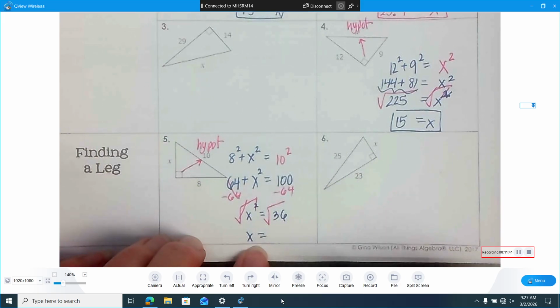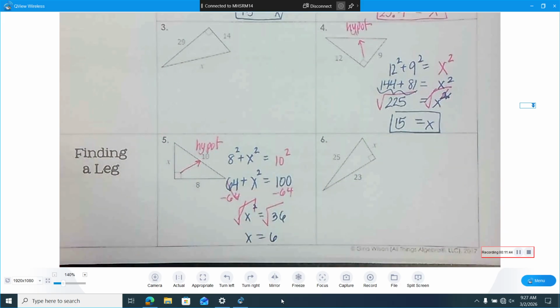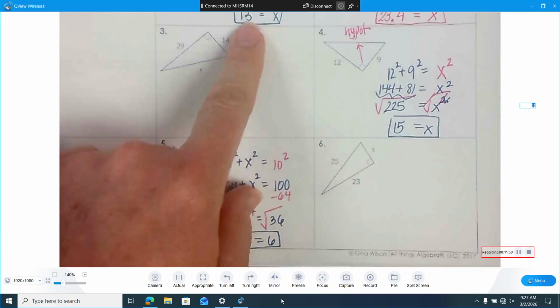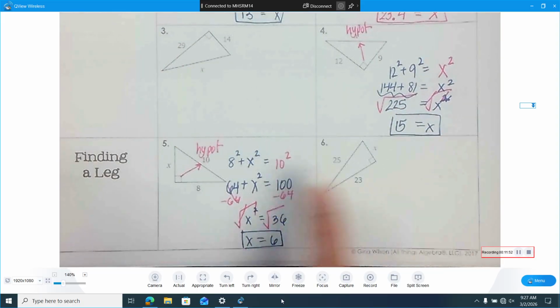What's the square root of 36? 6, because 6 times 6 is 36. We just want one of those 6s. Okay, so sometimes we just do it straight up like we were doing before. Sometimes we have to solve, get that x by itself, okay? Let's try number 6.